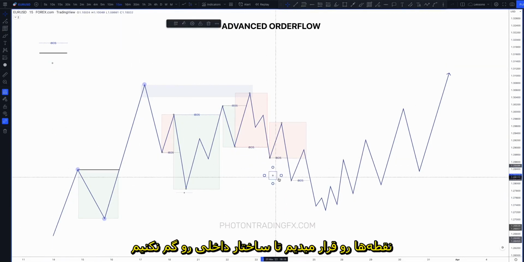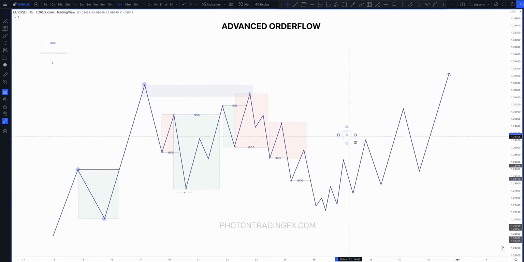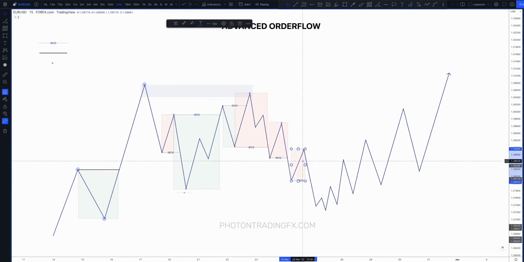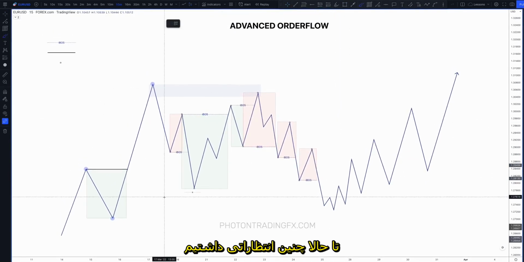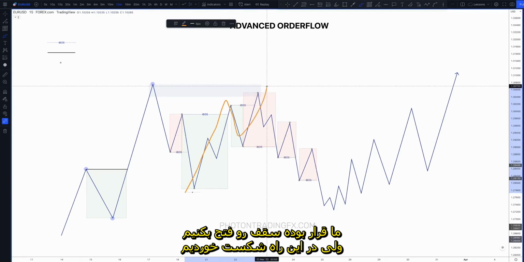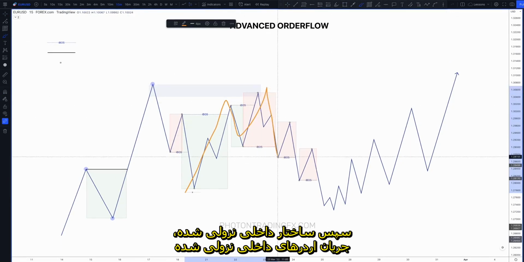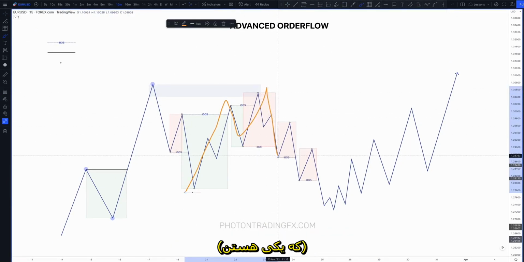Let's put on our dots so we can keep track of the internal structure. Okay, and draw on our next supply range. Cool. So that meets all of the rules so far on our expectations, right? We were supposed to take out the high, we failed to do so. Then the internal structure shifts bearish, so order flow switches bearish. It's the same thing essentially.